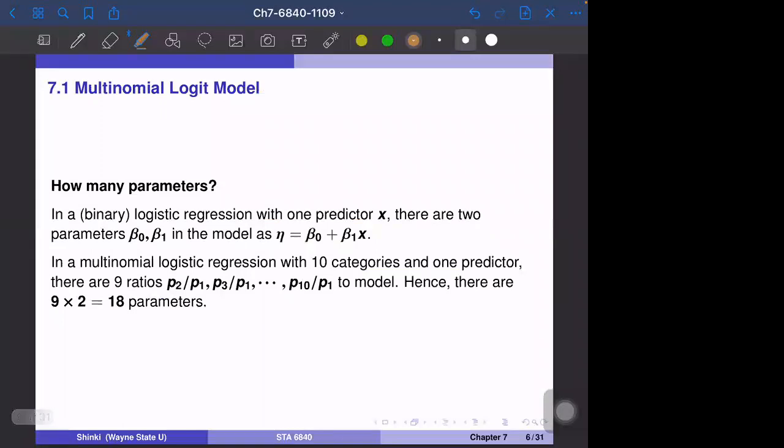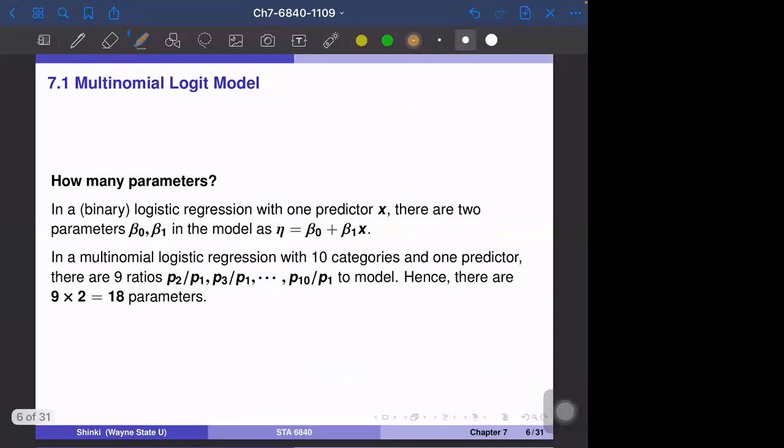Maybe it sounds a little abstract, so one small question: how many parameters are in the model? In the usual binary logistic regression with one predictor x, there are two parameters, beta naught and beta 1, and the model is eta equals beta naught plus beta 1 x. Then we use the inverse logit function to calculate the probability from eta.